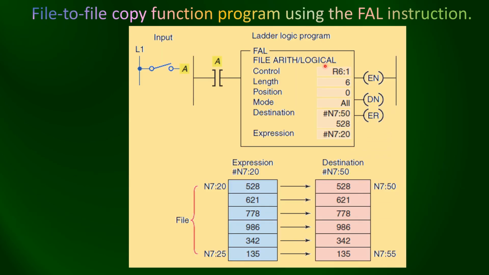So now on this slide we explain the FAL instruction. Control, this is the address R6:1. Length is equal to 6. This means 6 words should be transferred. So this is like 1, 2, 3, 4, 5, 6. From where it should start? The expression gave us this number, N7:20, so it will start from N7:20. So they are 6, so this means from 20, 1, 2, 3, 4, 5, and 6.